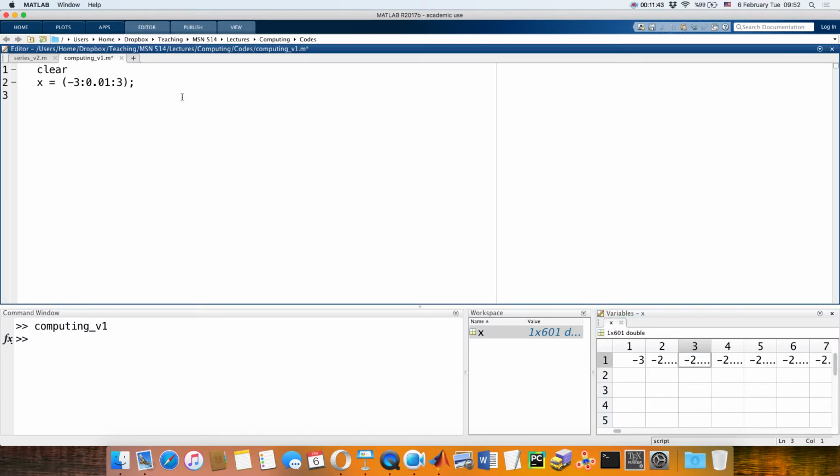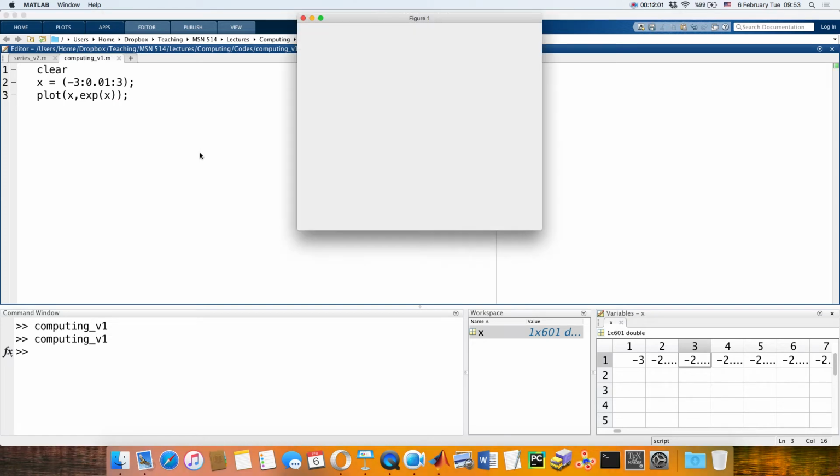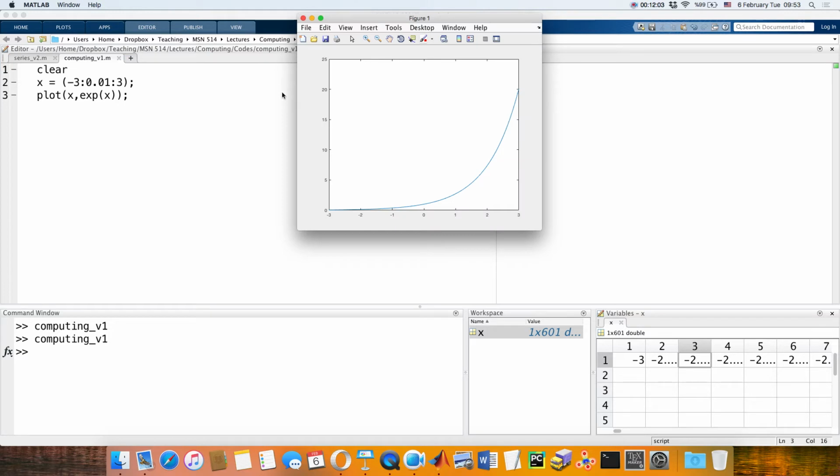So since we haven't done it before, let's plot a function. Okay, plot x versus exponential of x. Okay, and when you run it, you get the function. Okay, any questions so far? No?